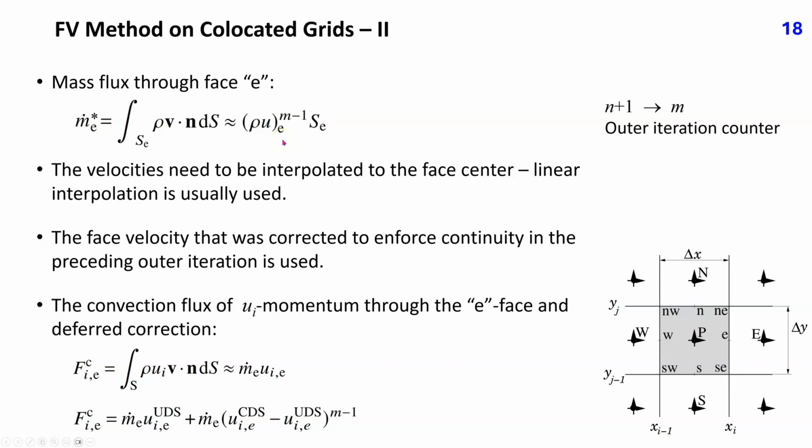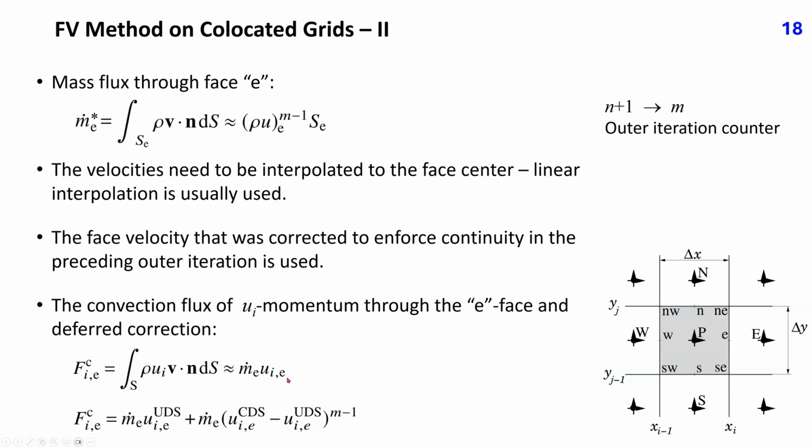The velocities need to be interpolated to the face center. Linear interpolation is a suitable second-order approximation. The face velocity that was corrected to enforce continuity in the preceding outer iteration is used to compute the mass flux. The convection flux of u_i momentum through the east face is expressed as the product of the latest estimate of mass flux and the u_i velocity at the face center.